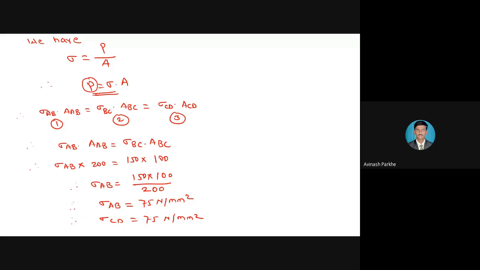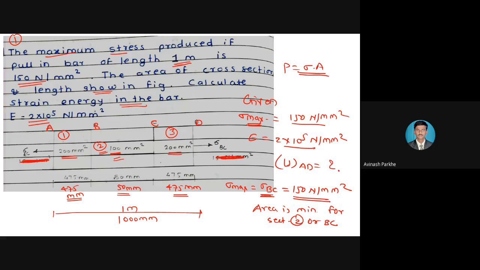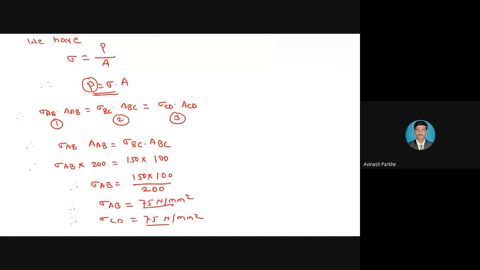But if I think about the stress induced in AB and CD, how much is it? 75 Newton per mm square, which means the stress is minimum where area is maximum. The stress is minimum where area is maximum, that is in AB and in CD. The 200 mm square cross-sectional area is given. Therefore, very less stress is induced as compared to section number 2. So now the stresses are calculated. Sigma of AB is calculated, sigma of CD is calculated.